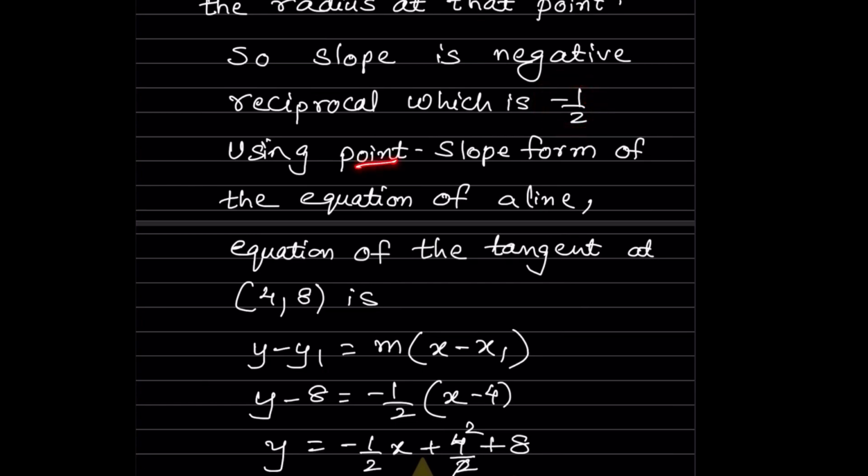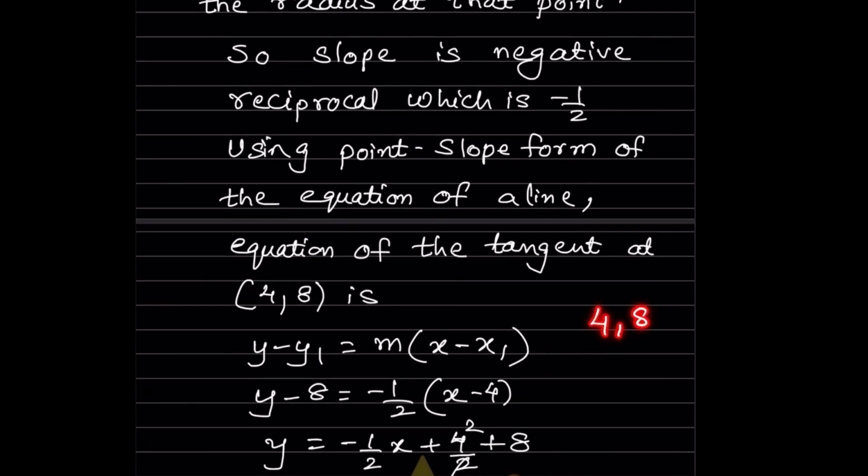So now what will you do? Using the slope-point form of the equation of a line, with this point 4 and 8, the formula is y minus y1 is equal to m into (x minus x1). So now we have the point that is given as 4 and 8. What will we write here? We consider this as x1 and this as y1. So in place of y1 we'll write 8, and you got the slope as minus 1 by 2 because it is perpendicular. x minus x1 is x minus 4.